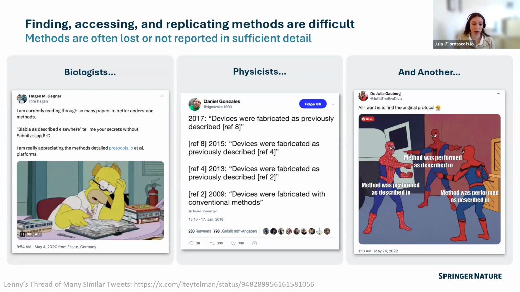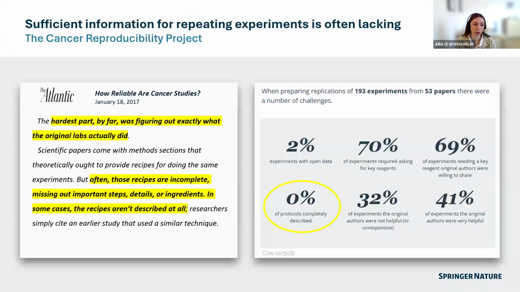And this can have an impact on the reproducibility of research. So this is a project that was taken nearly 10 years ago now, and it's the Cancer Reproducibility Project. The goal of that project was to take 50 published high-impact, important papers in cancer biology and try and replicate them. Unfortunately, those papers were not reproducible.